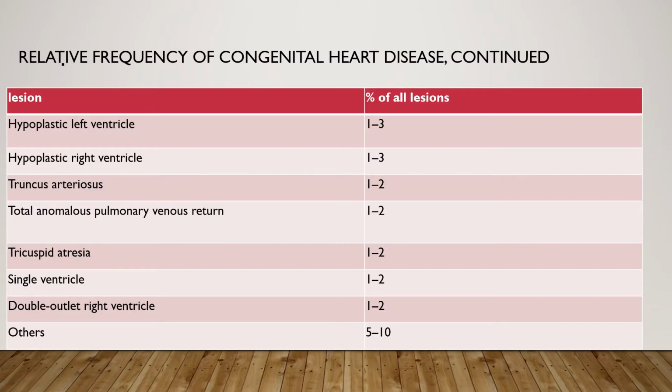also congenital heart diseases which are rare: hypoplastic left heart syndrome, hypoplastic right ventricle, truncus arteriosus, total anomalous pulmonary venous return, tricuspid atresia, and double outlet right ventricle, and others. Those are rare and they are responsible for 1 to 2% of congenital heart disease.